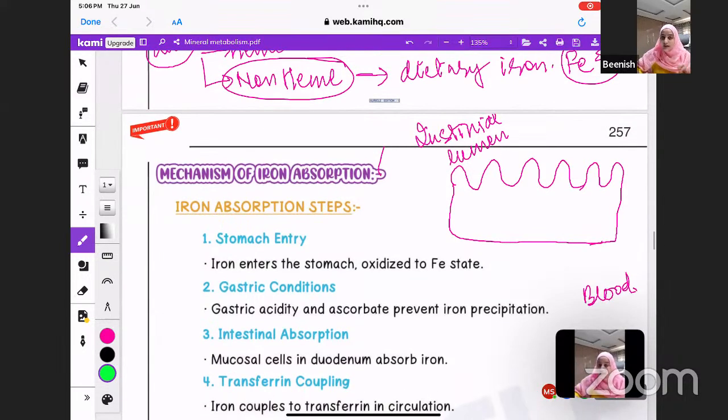I just told you that the dietary iron, which is not in the heme form, is Fe3 plus, and the absorption state, as we just mentioned, is Fe2 plus. So your dietary iron, which is in the Fe3 plus form, has to be reduced to Fe2 plus. Now this is taking place by duodenal cytochrome B. These duodenal cytochrome B are present on the luminal side of the enterocyte.